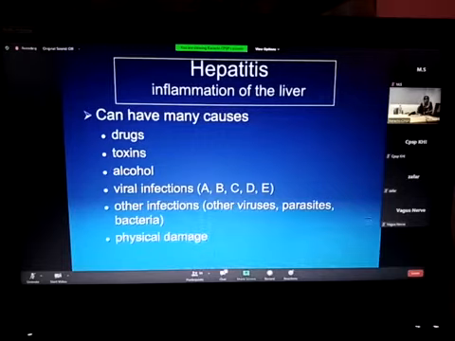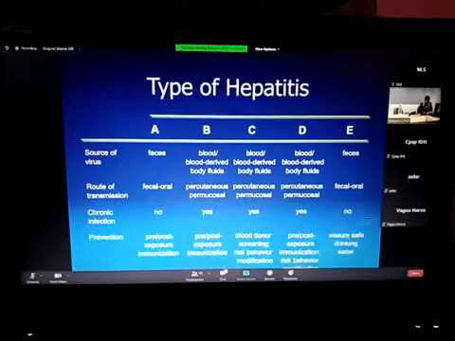Certain parasites, as you all know, for example, Entamoeba histolytica can also cause hepatitis inflammation leading to hepatic involvement. Bacterial infections can cause that. And then, of course, physical damage, trauma can also lead to inflammation of hepatic liver cells. Right. So now focusing primarily on the hepatitis causing viruses. As I mentioned, these are 5 hepatitis viruses of medical importance that we will be discussing here, A, B, C, D, and E.